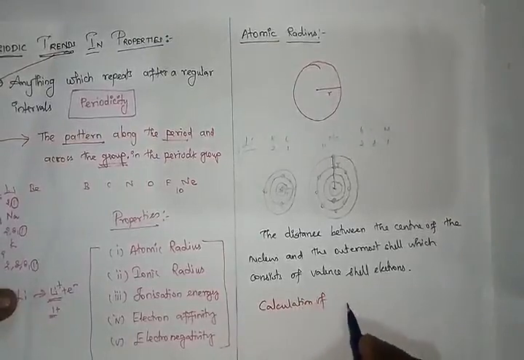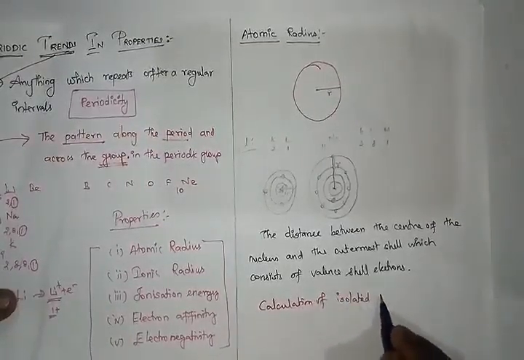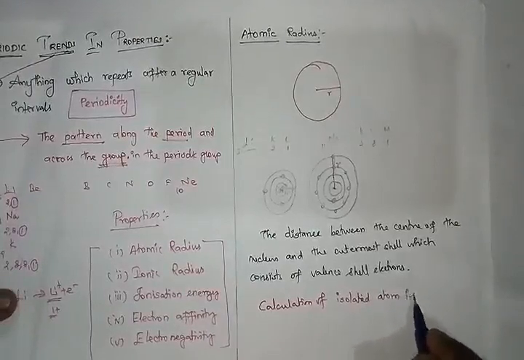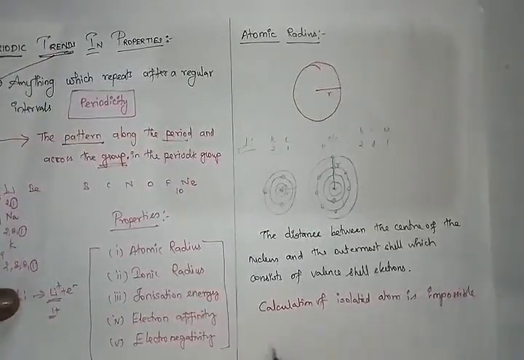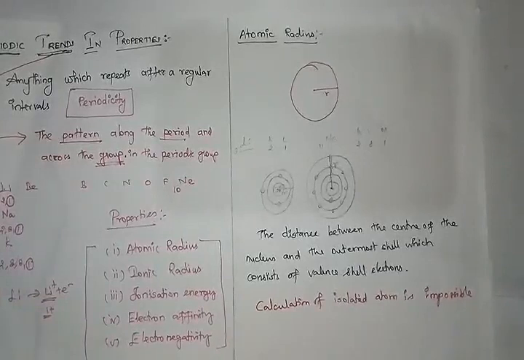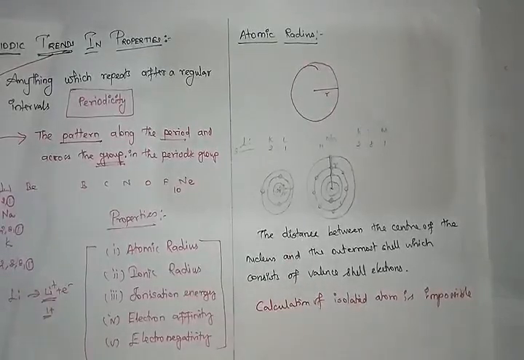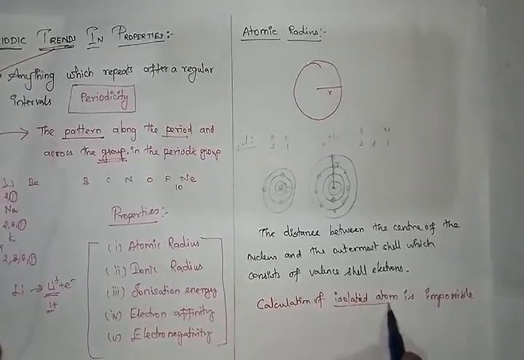Calculation of an isolated atom, that means a single atom, is not possible. It is not possible because most of the atoms do not exist as single atoms independently, except noble gases. So noble gases have a single atom radius, whereas for most of the other atoms we do not have this isolated atom radius.